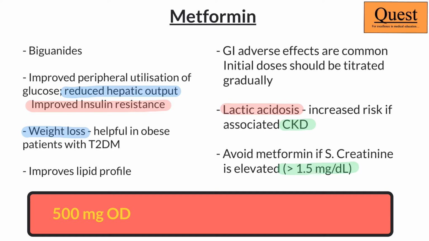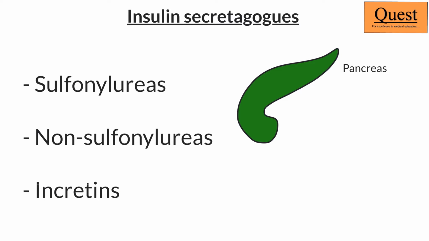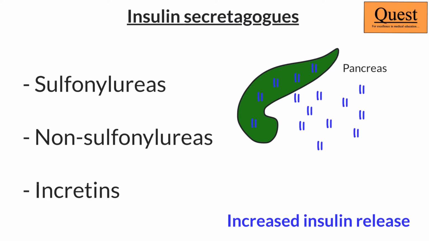We start metformin at a dose of 500 mg per day and we gradually increase the dose up to 1500 mg per day. Up to 1500 mg, we can use metformin as a single agent or as monotherapy. Beyond that dose, we need to consider having an add-on therapy. Now, the commonest add-on therapies are insulin secretagogues. These are drugs which will cause the pancreas to release more amount of insulin.